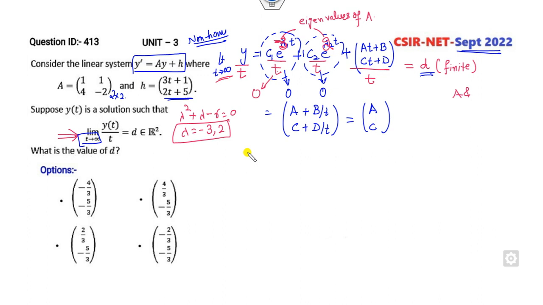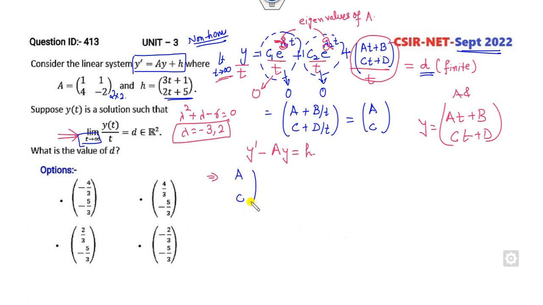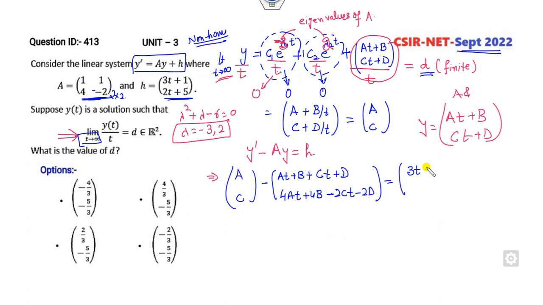So I can start from here. This is my differential equation. I can substitute this value, taking this as my y. So y is at plus b and ct plus d. If I differentiate, what is y dash? It is a, this is c. If I multiply this by y, what will happen? This gives at plus b plus ct plus d, and this is 4at plus 4b minus 2ct minus 2d, which is equal to h. H is 3t plus 1, 2t plus 5.